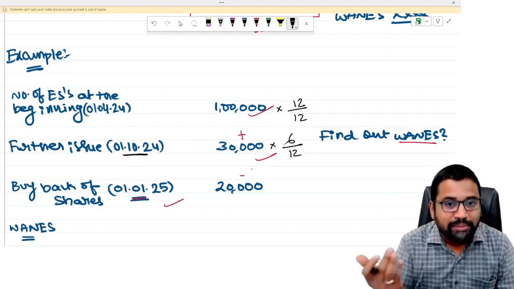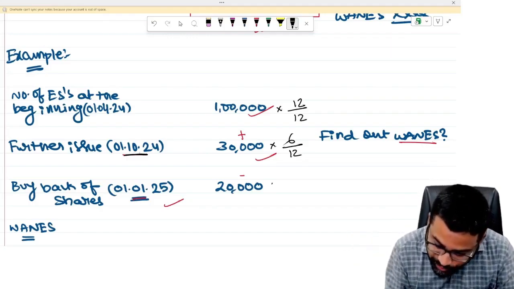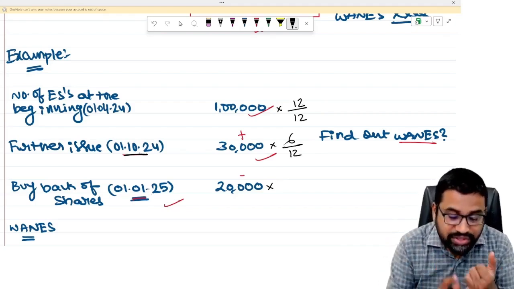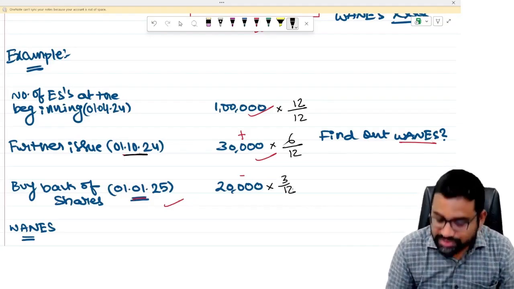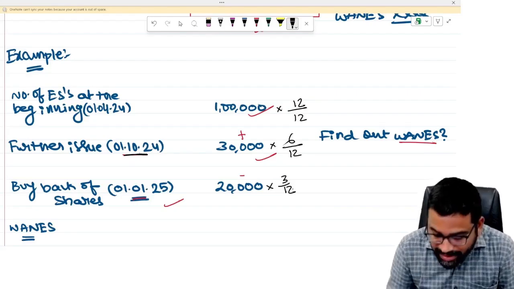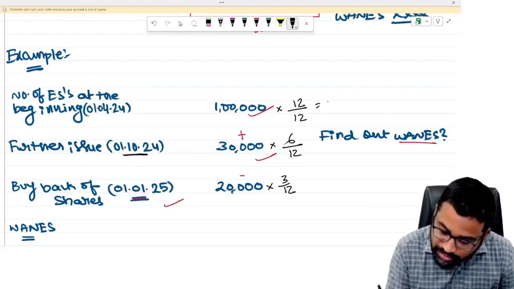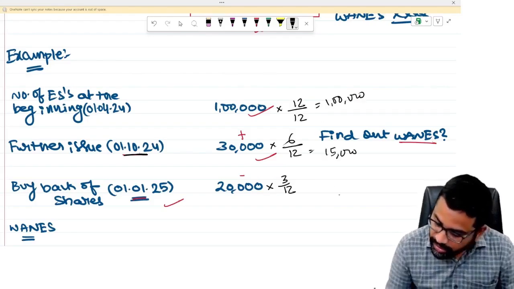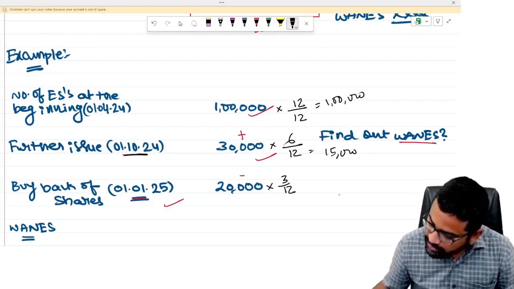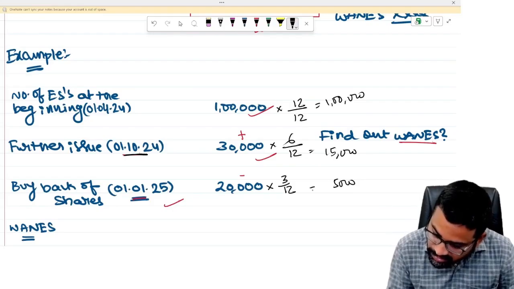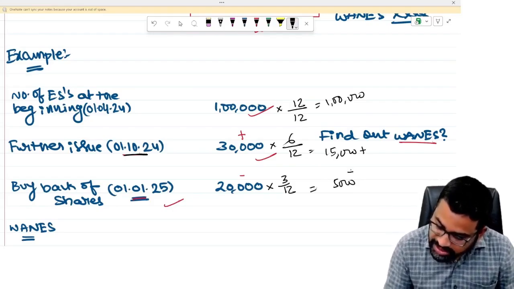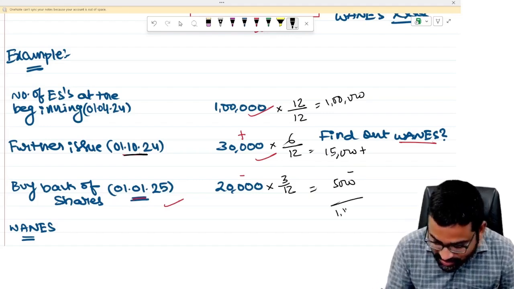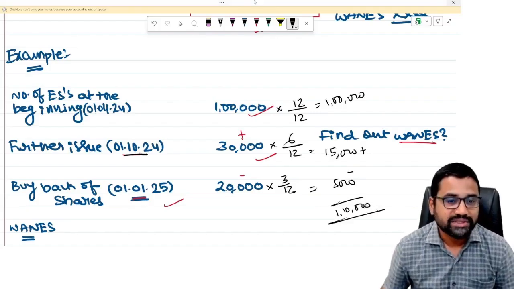Similarly, when you are reducing by buyback, the number of shares will reduce. How many shares? 20,000, from January 1st, 2025, these shares are no longer with the company. So January, February, March, 3 months they have to be reduced. They are not outstanding for 3 months. So minus. Therefore, 1 lakh into 12 by 12 is 1 lakh, 30,000 into 6 by 12 is 15,000, and 20,000 into 3 by 12 is 5,000. So 1 lakh plus 15,000 minus 5,000 will be 1 lakh 10,000. This is the weighted average number of shares.